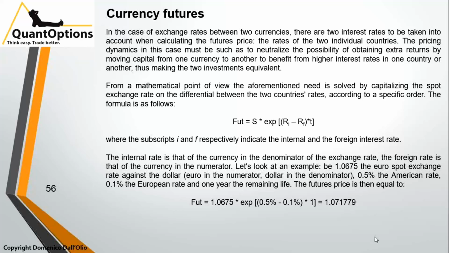The futures price is then equal to 1.0675, the forex exchange rate, times the exponential power to the internal rate of return, the rate of interest of the currency in the denominator, 0.5 US dollars, minus the interest rate in the euro zone, 0.1, times a year, 1. And this leads to 1.071779. Is this futures price correct or not?